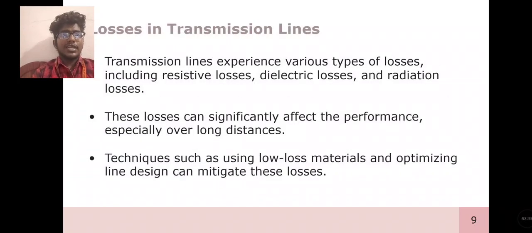Losses in transmission lines. Transmission lines experience various types of losses including resistive loss, dielectric loss, and radiation losses. These losses can significantly affect the performance, especially over long distances. Techniques such as using low loss materials and optimizing line design can mitigate these losses.